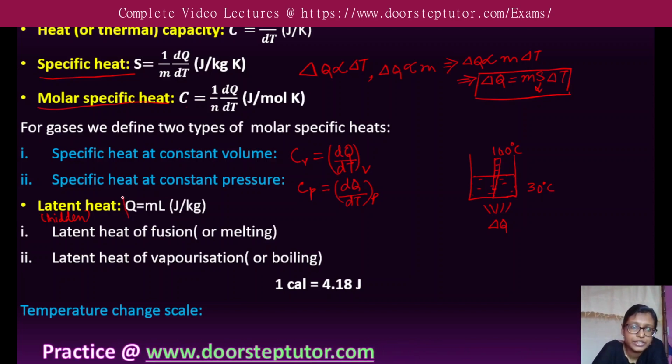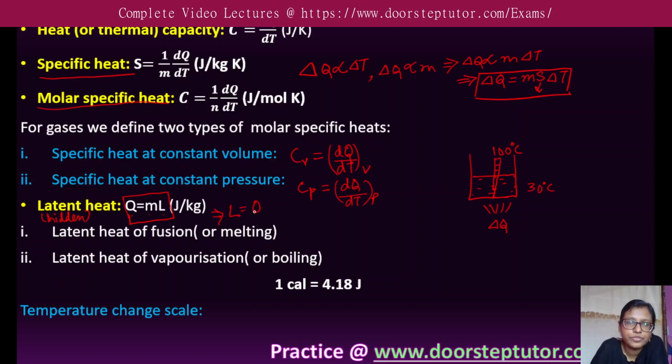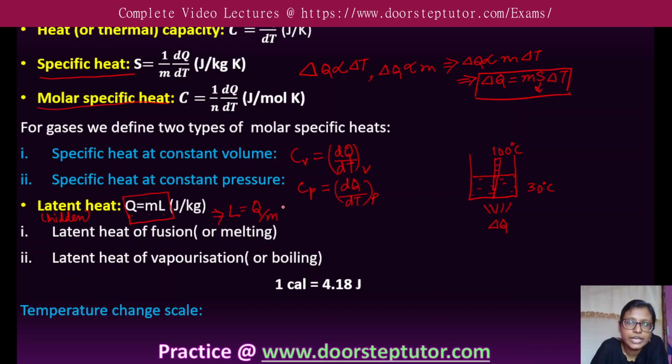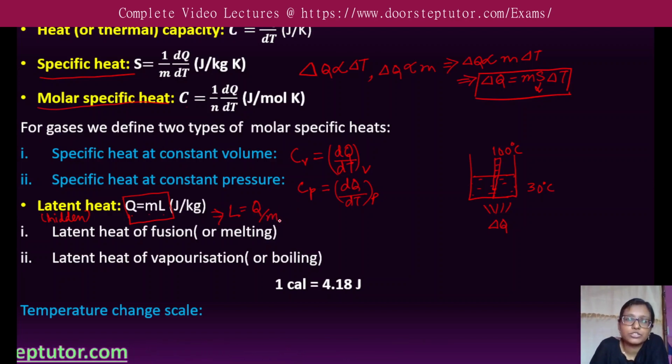Its expression is given by Q equals m L, where L is the latent heat, Q is the amount of heat given, and m is the mass of the substance. SI unit is joule per kg. So from here, the expression of latent heat will be Q by m, and we can define it as the amount of heat required to change the phase of unit mass of substance.